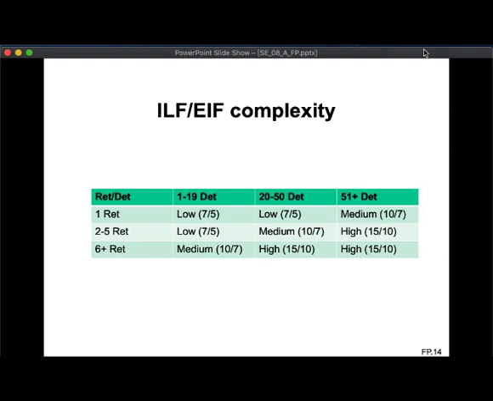And if you are 6 or more RET and you are within 1 or 19 DET, you are medium. If conversely you are between 20 and 50, you are low, medium, and high respectively. If you have more than 51, the complexity is medium or high. And typically you assign different weight. So low typically is 5 or 7, medium is 7, 10, and high is counted between 10 and 15.